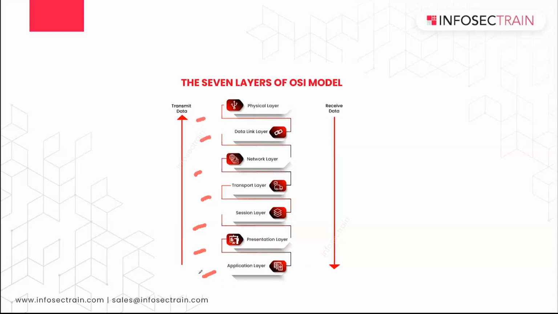So the data will be sent. Let's say I'm sending an email. How will that email go? First, I'm going to open an application, Gmail or Outlook, and I will write a mail over there. Then it will go into the presentation layer, where encryption and decryption is done. The message will be converted into an encrypted format. Then a session will get established from my device to your device.